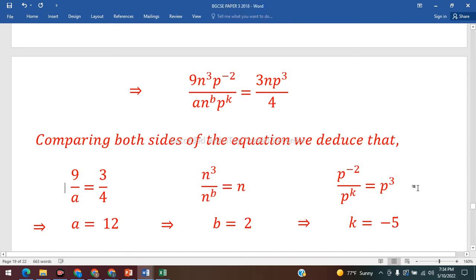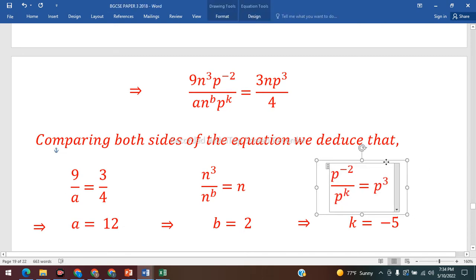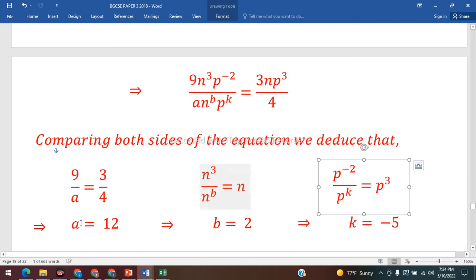And so if that's the case, then that leaves us to say that a must be 12. Because think about it, 9 divided by what number gives you 3 over 4? Yes, it's 12. That's why a must be 12, because 9 divided by 12 is what's going to give me 3 over 4, or 0.75.